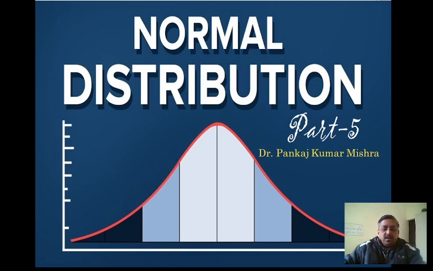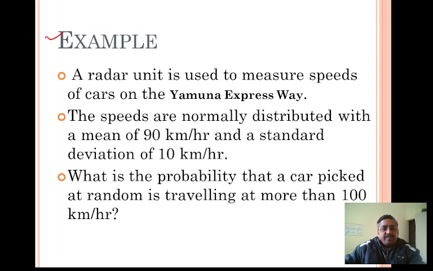So let me take you through one example that we have all seen in real life. A radar unit is used to measure the speed of cars on Yamuna Expressway. The speeds are normally distributed with a mean of 90 km per hour and a standard deviation of 10 km per hour. Now we need to find the probability that a car picked at random is traveling at more than 100 km per hour. Right? This is the question.